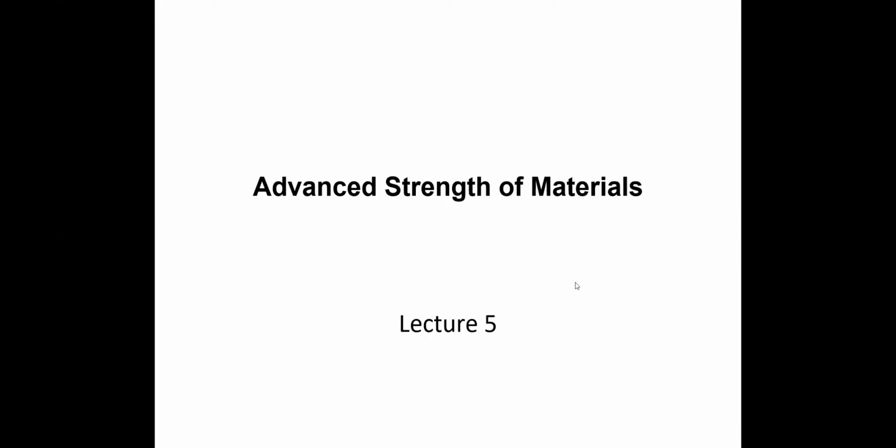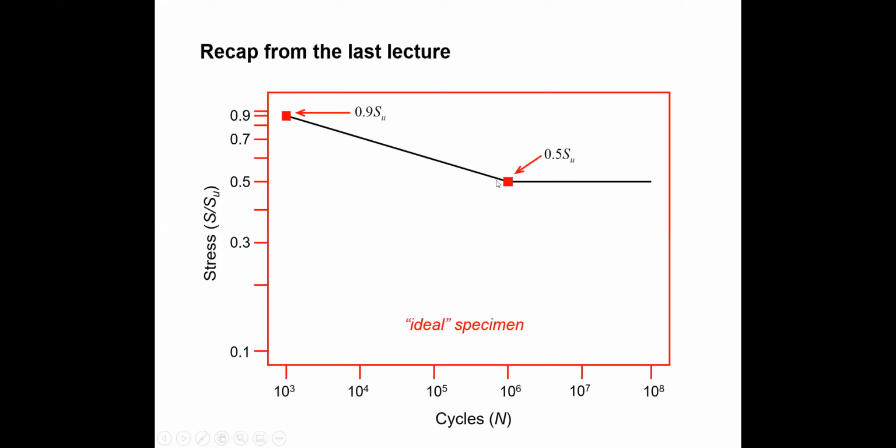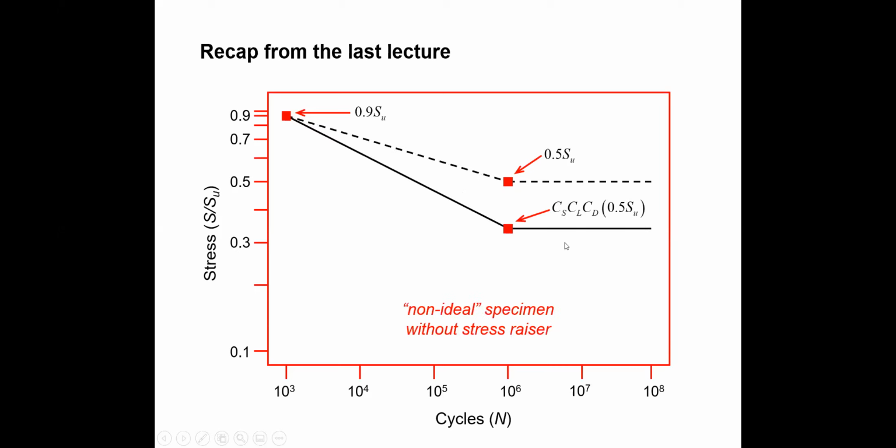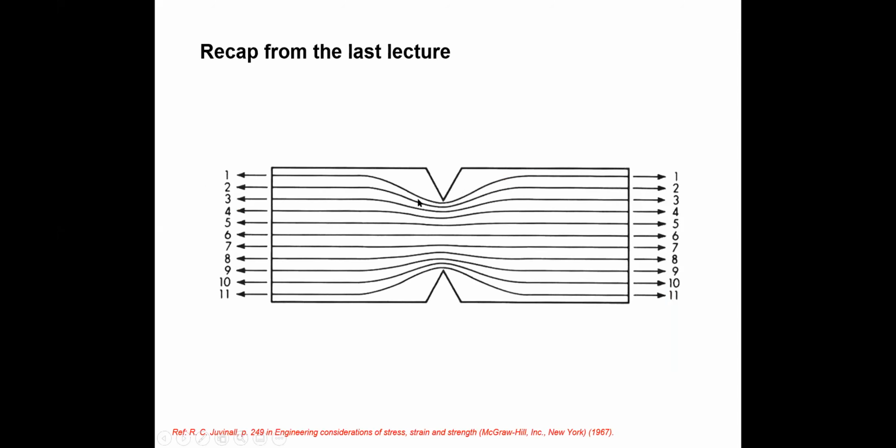So lecture number 5. Before I start that part, I will recap the last lecture. Last time what we discussed: this is an ideal specimen stress cycle S-N diagram, and a non-ideal specimen without stress raiser. Last time we discussed when we introduced the stress raiser to the element, what happened to the stress and how we can calculate the stress and other things.